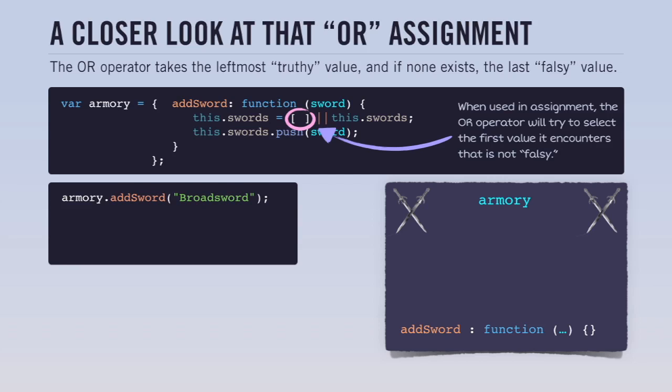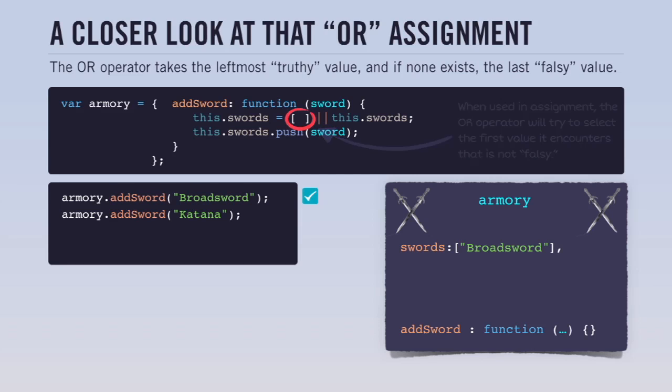Well, when we try to add the broadsword this time using the add sword property, yep, we're going to get an empty list, no problem. We're going to get that returned to the this.swords property, and there's our nice empty array. Then broadsword gets pushed into that empty array, so everything appears to be working right. What's going on? So now what happens when we add the katana?